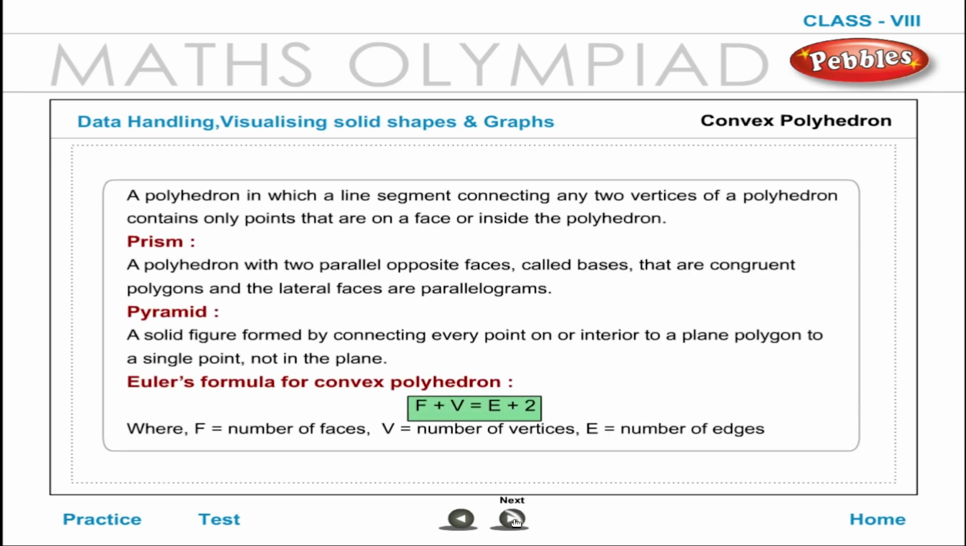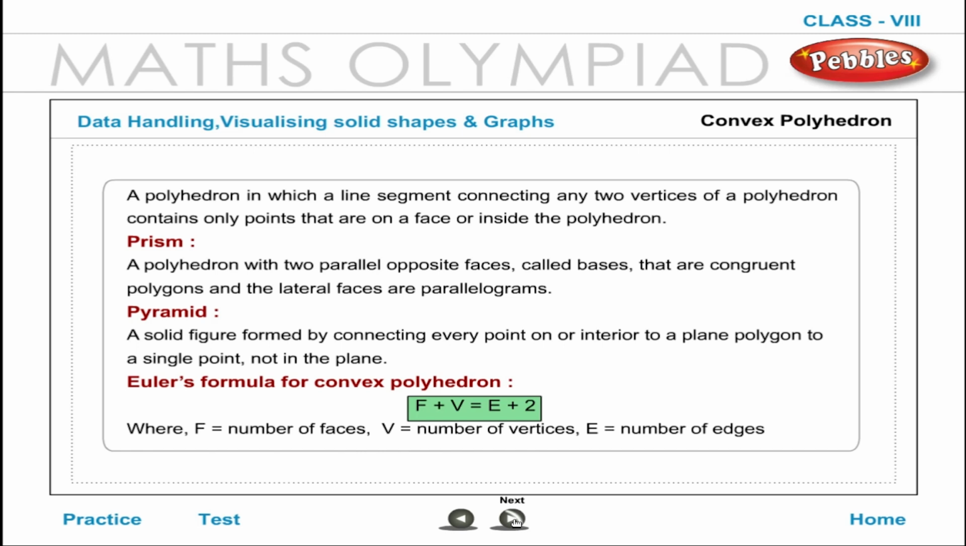Convex polyhedron. A polyhedron in which a line segment connecting any two vertices of a polyhedron contains only points that are on a face or inside the polyhedron. Prism is a polyhedron with two parallel opposite faces called bases that are congruent polygons, and the lateral faces are parallelograms. Pyramid, a solid figure formed by connecting every point on or interior to a plane polygon to a single point not in the plane.